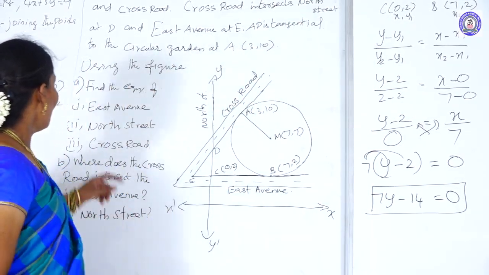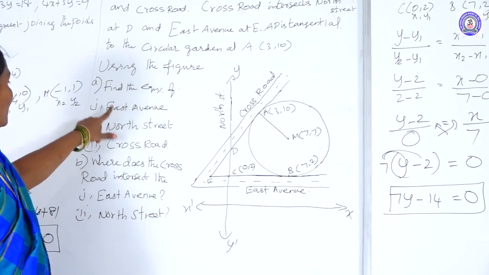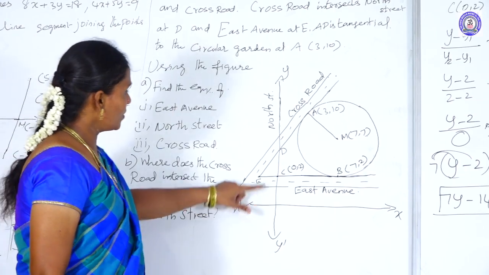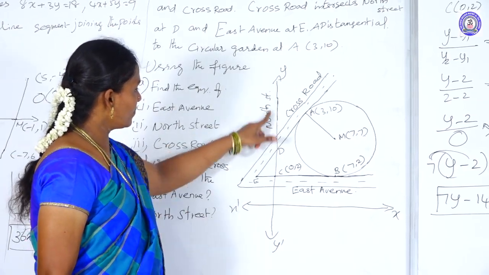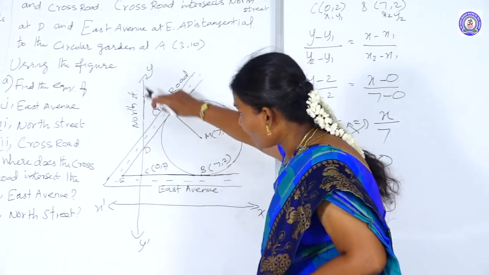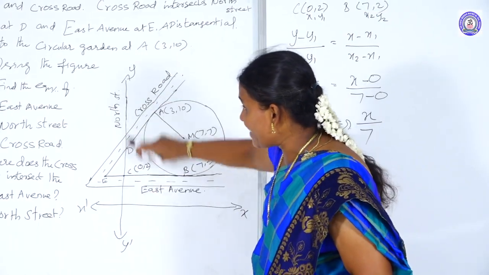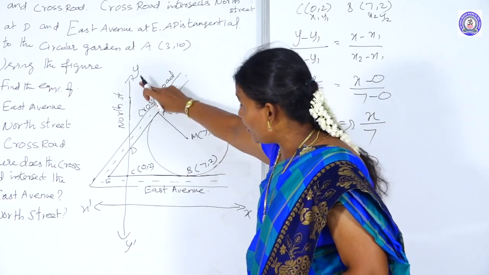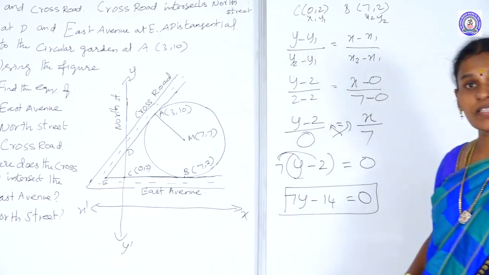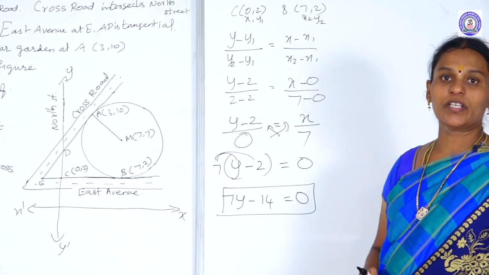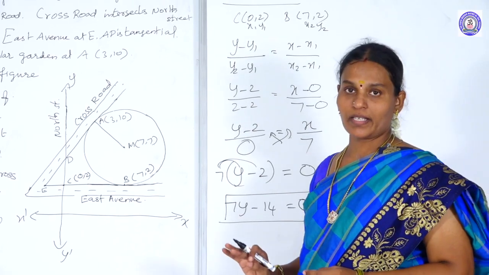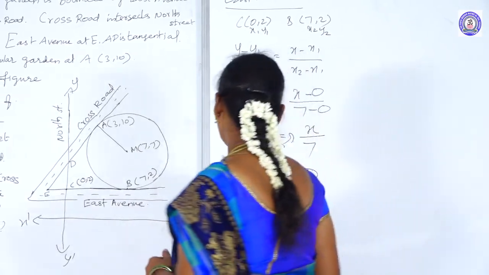Okay, now find out the equation of the North Street. Where is the North Street? So see, this is the North Street. Okay, so this North Street is the y-axis, isn't it? So what is the equation of the y-axis? x is equal to 0. You know already, isn't it? So the equation of the y-axis is x is equal to 0.